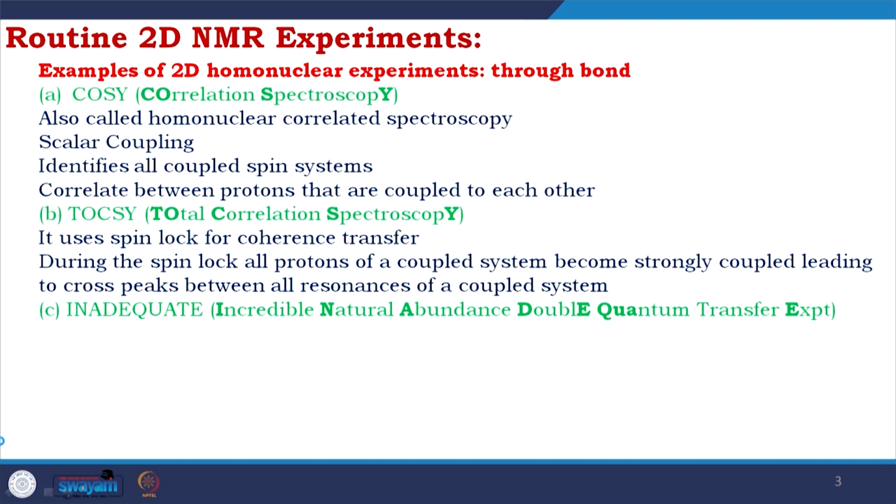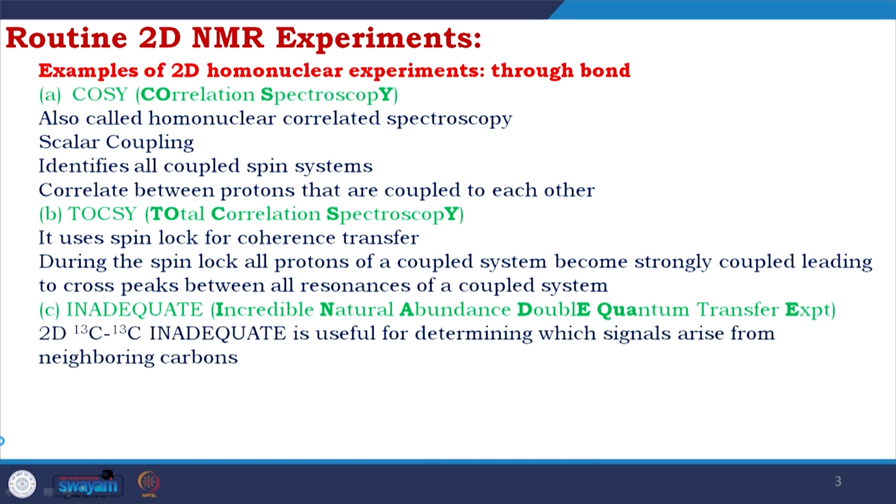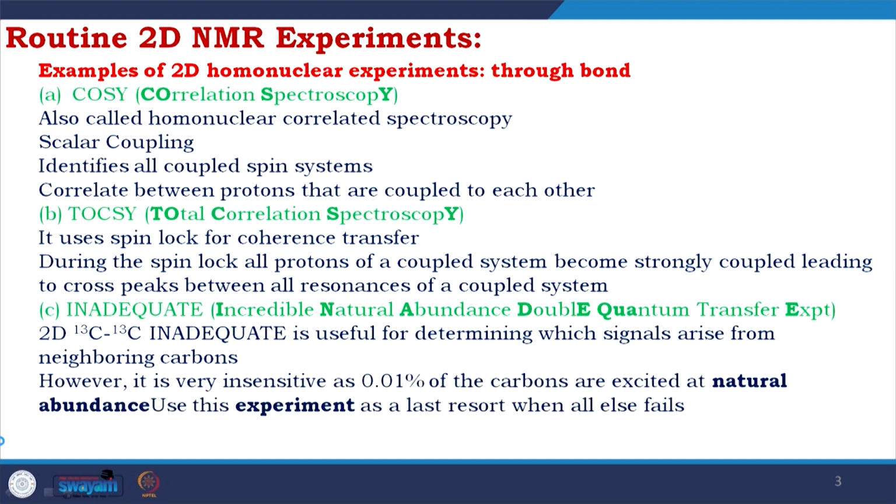INADEQUATE, the incredible natural abundance double quantum transfer experiment. Here it is 2D 13C-13C. INADEQUATE is useful for determining which signals arise from neighboring carbons, as we have already talked about. The 13C signal is weak, since only about 0.01% of the carbons are excited at natural abundance. Use this experiment as a last resort when all the other correlations fail.